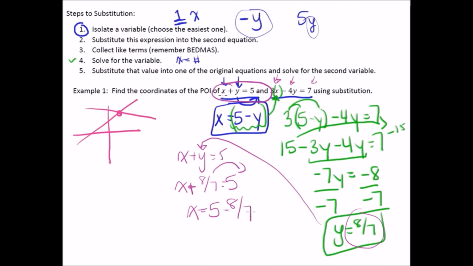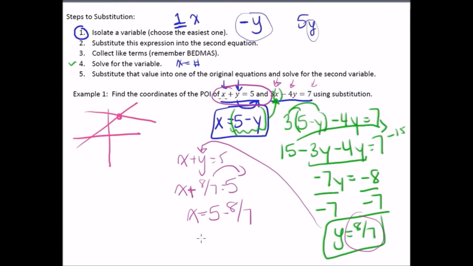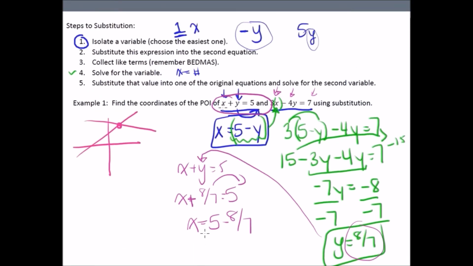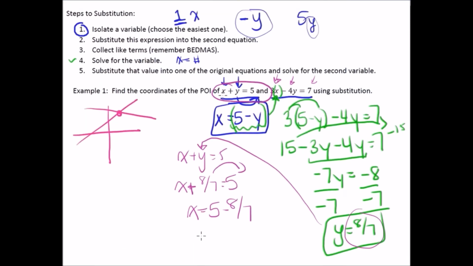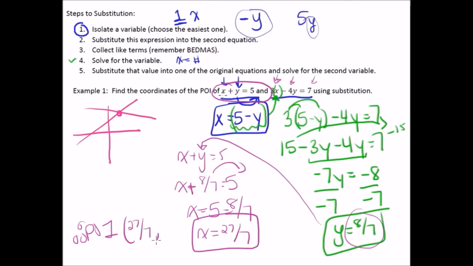You can put that straight into your calculator, and I get x equals 27 over 7. Okay, so then we can say, therefore, the point of intersection is x, which is 27 over 7, comma, y, which is 8 over 7. Okay, now let's just practice.